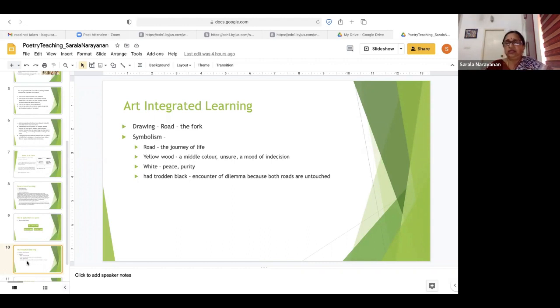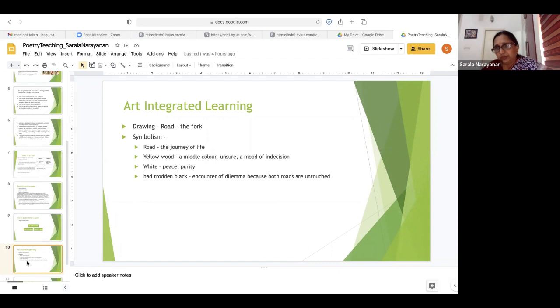This "had trodden black" is coming in the third stanza of the poem. So almost throughout the poem, the poet is feeling a sense of indecision. A dilemma keeps going in his mind. Finally, only in the final stanza, he gives a sigh of relief. Okay, that is what I have taken. I have only taken the second road. Now there is no sense of going back.